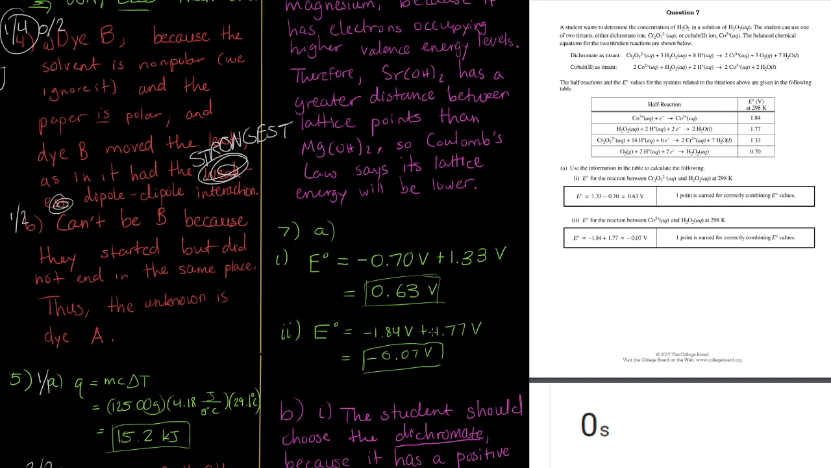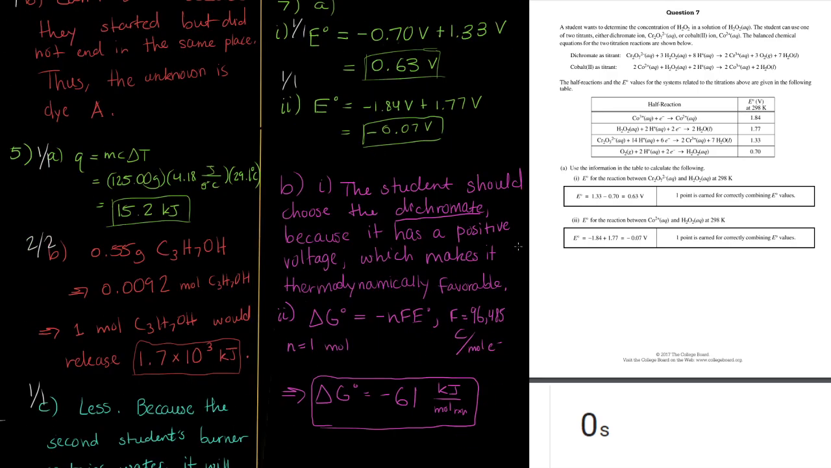Okay, 1 point for correctly combining the E values. I correctly combined, and notice that we have this 1.33, even though we're multiplying it by 2 or whatever happened back there, multiplied it by 3, that voltage doesn't change, so I get my 1 out of 1 points. Sweet.